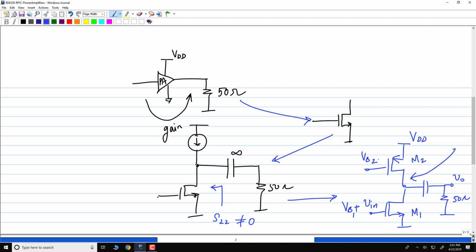Feedback. Only for bias though, not for the signal. You can make it such that feedback exists only for bias and not for the signal. How will you use feedback to bias this? Well, I'll give you a simple way to do this. I'll just show the bias picture alone.